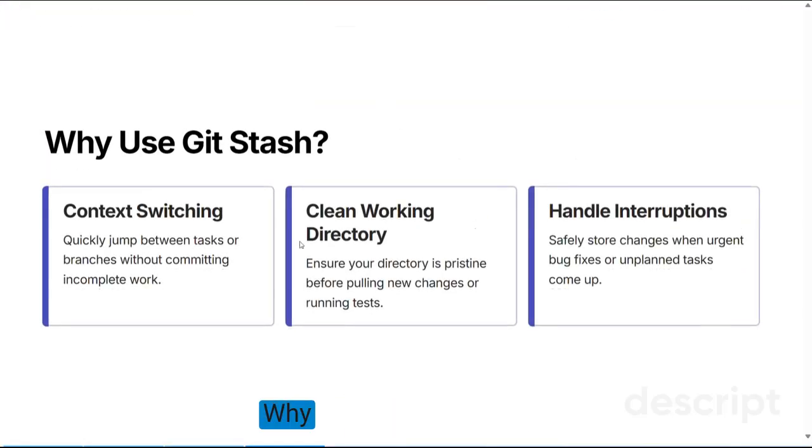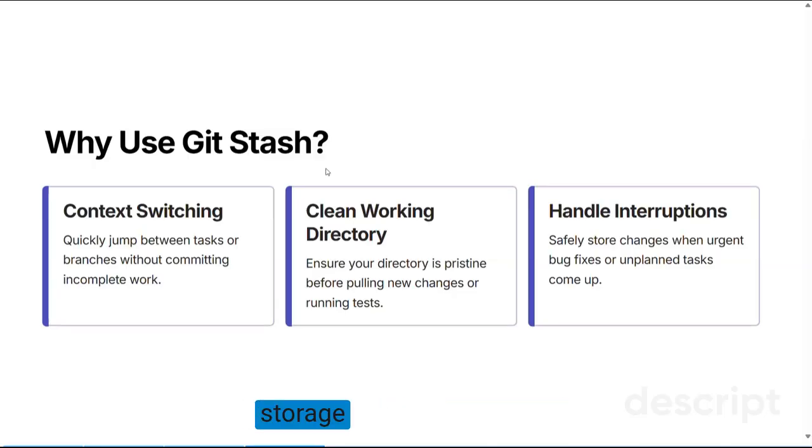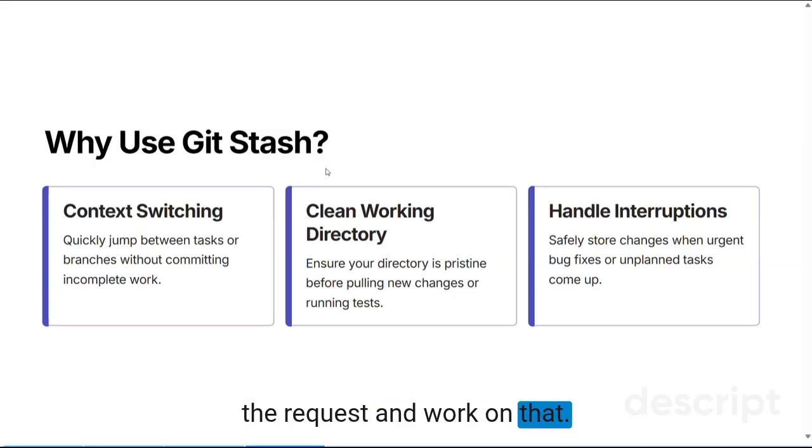So, why do we use Git Stash? There are some reasons. Sometimes if you want to switch branches and work on other branches without committing our new changes, we'll use Git Stash. Another usage of Git Stash is a clean working directory. Whenever we want to pull the new changes from the other developer's main, at that time we save our new changes in our temporary storage, and then we'll pull the request and work on that. Also, sometimes if you don't want to commit our new changes and you want to work on the same working directory or other branches, at that time it comes in.